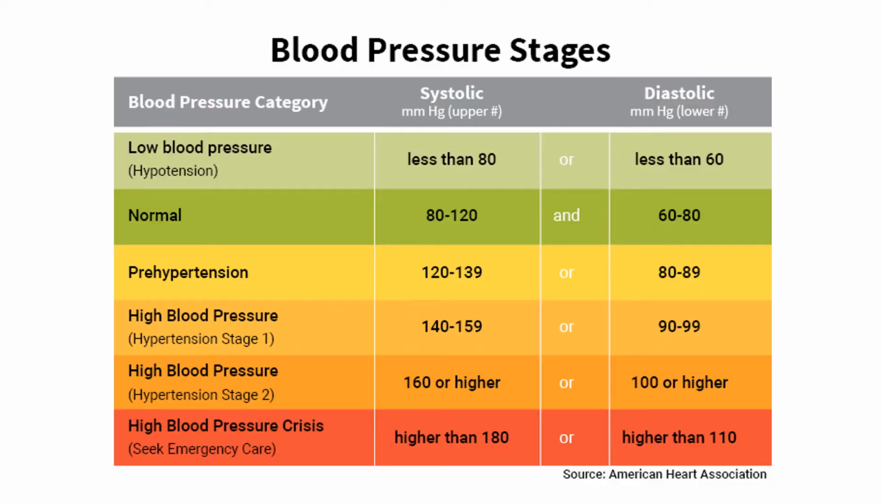We've talked about this picture before back in the heart chapter. Just want to point out that normal blood pressure tends to range between 80 and 120. We notice that low blood pressure is less than 80 systolic or 60 diastolic, while we see hypertension stage 1 begin at 140 over 90.